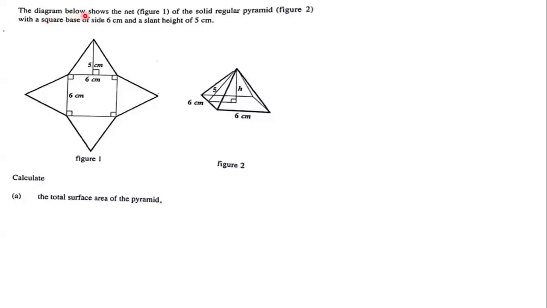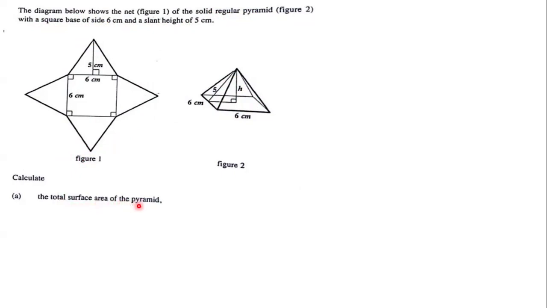The diagram below shows the net, figure 1, of the solid regular pyramid, figure 2, with a square base of side 6 centimeters and a slant height of 5 centimeters. And so here we have figure 1 and figure 2. And our goal is to calculate the total surface area of the pyramid.